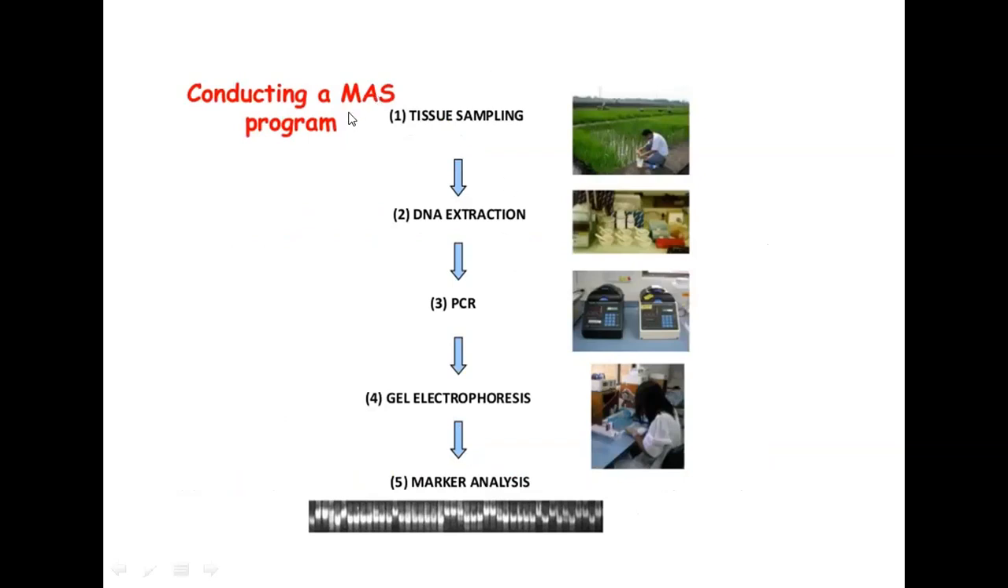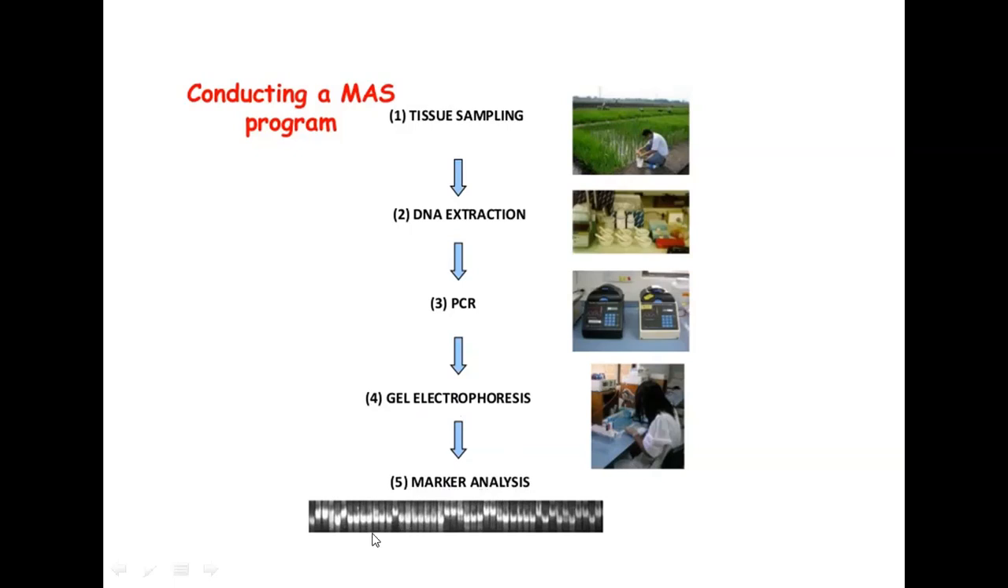Conducting a mass program, tissue sampling. See here is the garden, and you are collecting the high yielding variety. Then DNA extraction: you bring the DNA into the lab and, using chemicals, extract the DNA. Then do the PCR, polymerase chain reaction, then gel electrophoresis. Gel means agarose or polyacrylamide. Generally, for DNA we use agarose gel electrophoresis, then marker analysis. This is the marker validation.